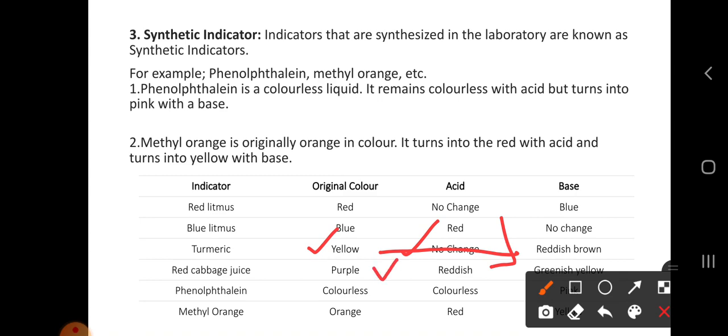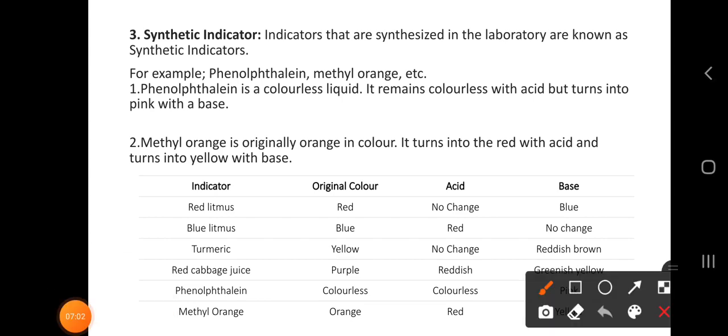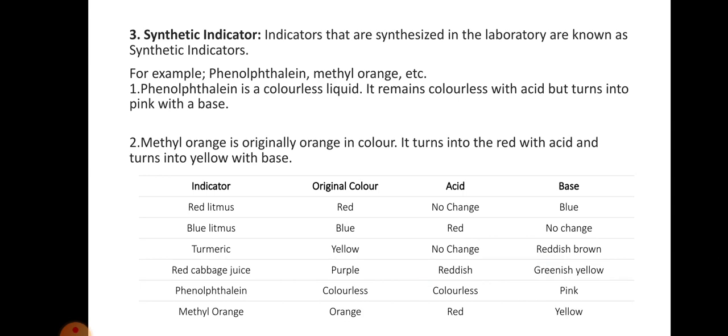Okay, so red cabbage juice, as I told, which color is it? Purple. So when the substance is an acid, it changes into reddish color, and if the substance is a base, then it changes into greenish color. Okay, so already we have discussed the phenolphthalein indicator, that is colorless. In acid it is colorless, and if it is base, then it shows the pink color. Okay, so this is the phenolphthalein indicator.